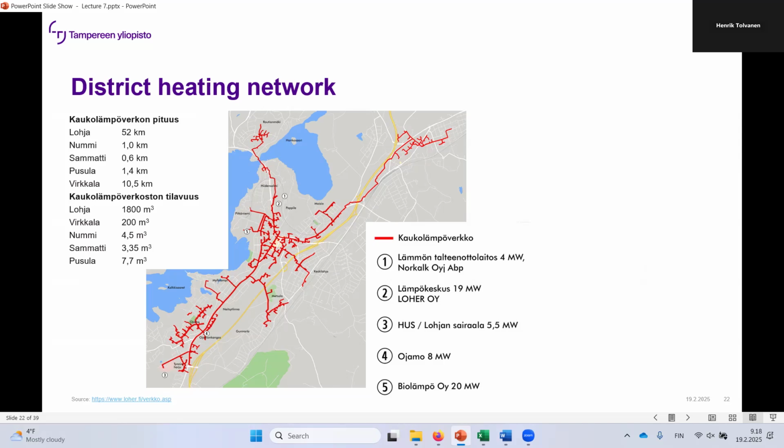And in here, it's in Finnish, but kaukolämpöverkon pituus means the length of the network. There's some 50 kilometers and some additional lines as well, so maybe 60 or 70 kilometers in between there. And the volume is over 200 cubic meters. What kind of power plants are in this specific network? 4 megawatts, 90, 5.5. Actually, this is consumption in here. And a bioheating system, 20 megawatts.